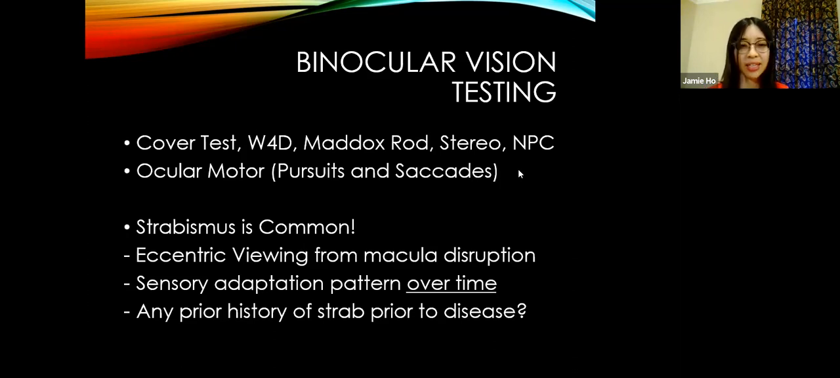I also look at this as a sensory adaptation period over time. So for patients, can they adapt? How long have they had the eye disease? Because typically if they just noticed it, they don't develop eccentric viewing. And one of my big ones is, is there any prior history of having strabismus? Did they have an eye turn prior to the disease? So my next slide is going to tell you why.